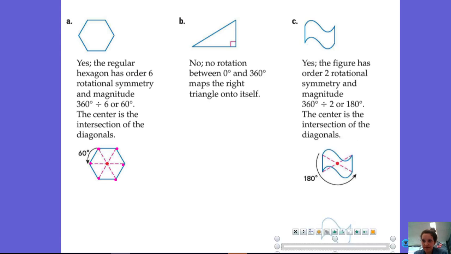So what happens? Here's the original. It's a little bit off, but as I rotate it, I spun it 180 degrees and it mapped onto itself, and then I spun it 180 more degrees and it got back to where it started. So 1 rotation maps onto itself, the 2nd rotation back to the original. So its order is 2, so its magnitude is 180 degrees, and it does have rotational symmetry.